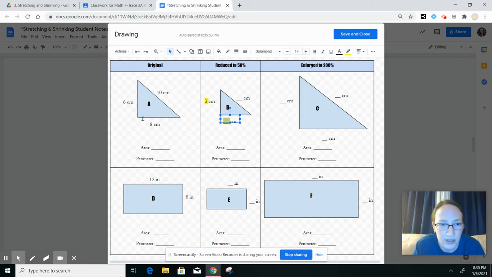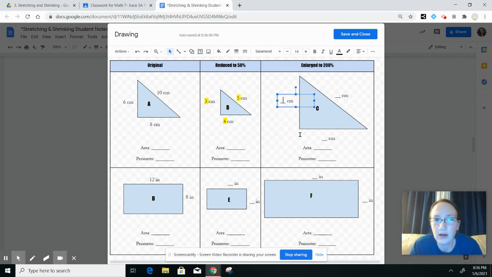Okay, so we're going to go ahead and find 50% of 8. If you're using a calculator, 0.5 times 8, that's going to be 4. And we'll do this last one. 50% of 10 is going to be 5. Okay, and we'll worry about the area and perimeter part in just a minute.